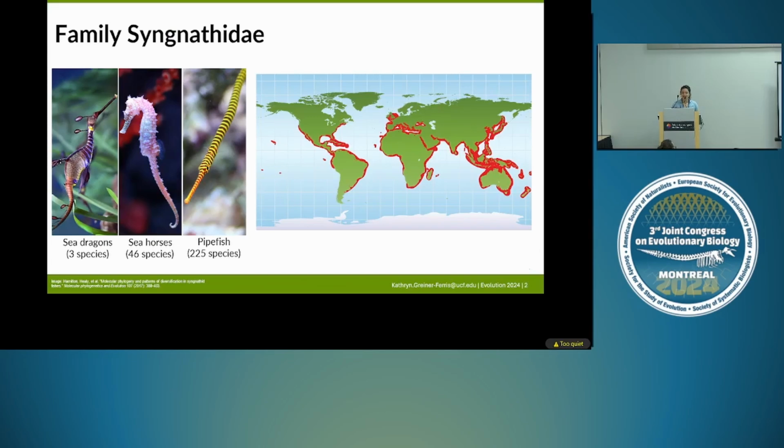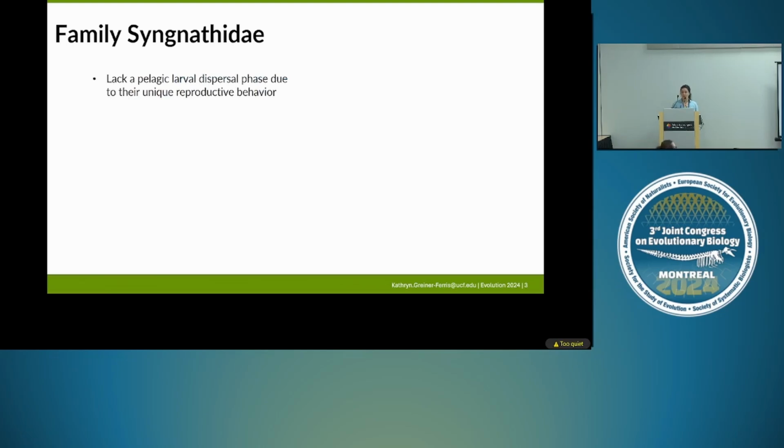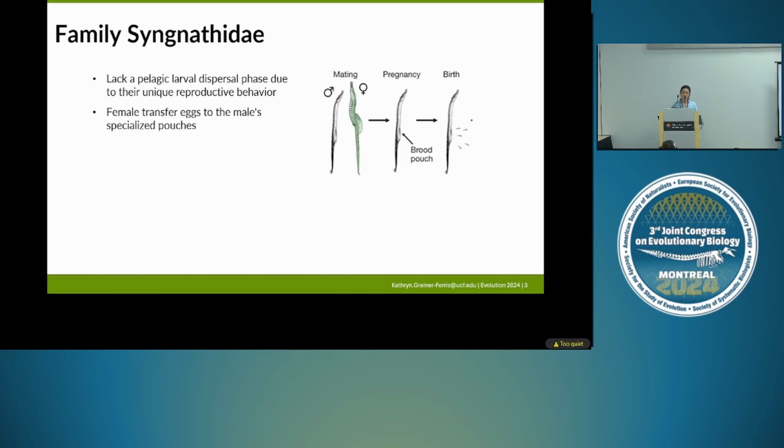So syngnathids consist of sea dragons, seahorses, and pipefish, and they are found in a variety of marine to freshwater habitats in both tropical and temperate coastal waters all around the world. And they are unique because, unlike many marine species, syngnathids lack a larval dispersal phase due to their unique reproductive behavior. So this involves females transferring their eggs to a male's specialized pouches, where they are then fertilized and will incubate for roughly 2 weeks. And then developing young are released fully developed and will typically settle into nearby benthic habitats.